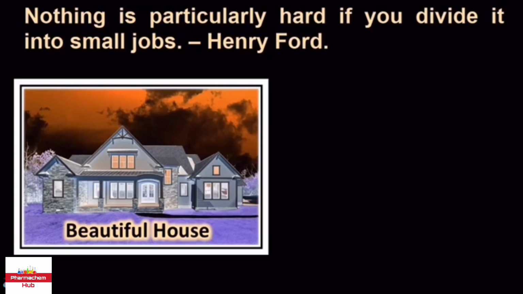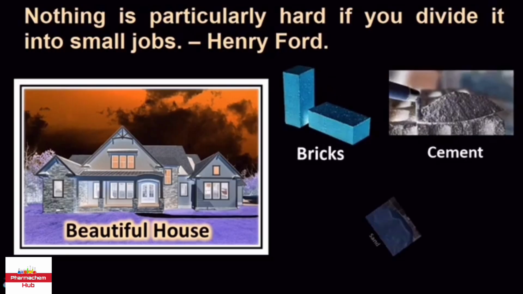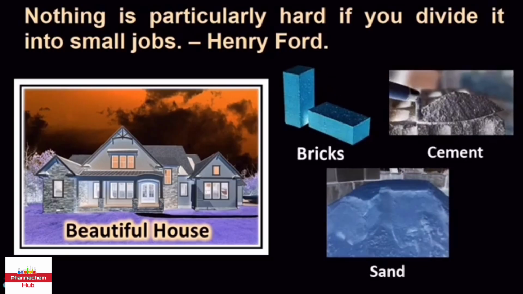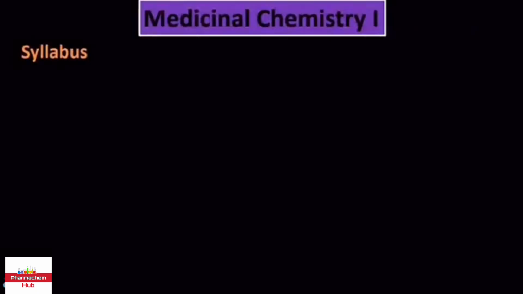So what are the basic things required to construct a beautiful house? It may include bricks, cement, sand, water, stones, glasses, iron, etc. The things required for the construction of any house. So you have to start with the smaller things to achieve the big. So let's make the syllabus of Medicinal Chemistry 1 easy first.